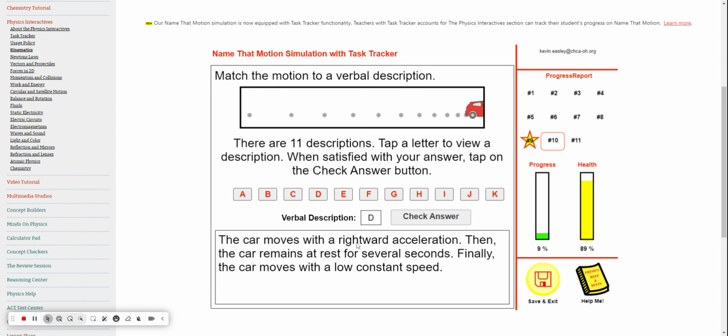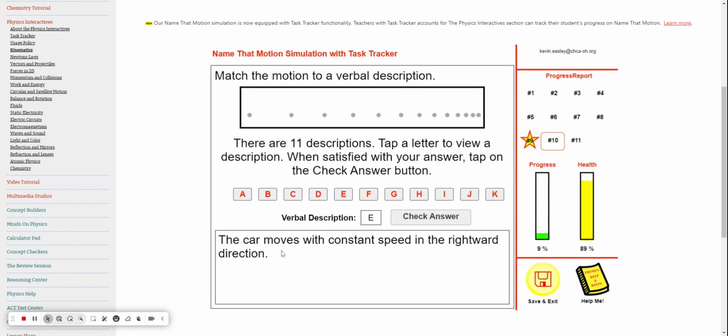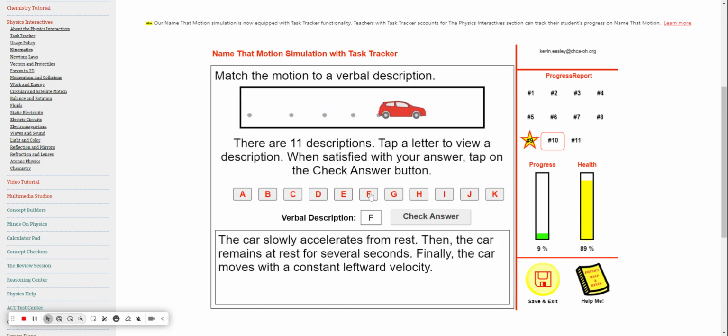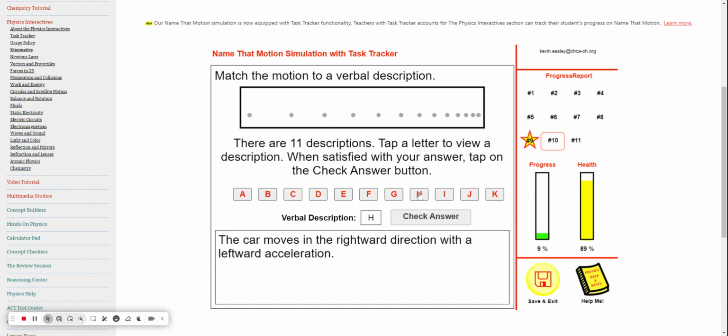The car moves with a rightward acceleration. No. As we mentioned, it's slowing down. Constant speed, rightward. No, it's not constant. The car slowly accelerates from rest. No, because it started at a high speed. The car moves at a constant speed. Then the car remains at no. The car moves in a rightward direction. So it is moving right. I can't disagree with that. With a leftward acceleration. Yes, in fact, this is it.